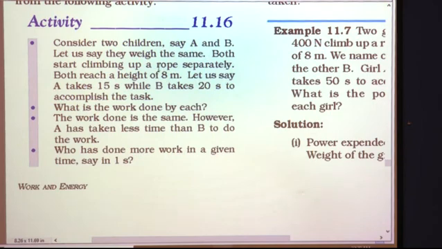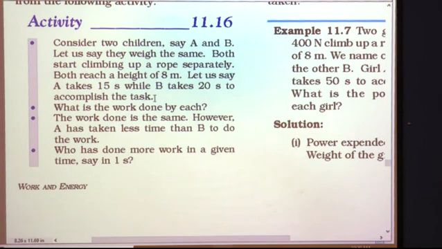Both start climbing up a rope separately. Both reach a height of 8 meters. So there are two children, their weights are the same, they are climbing the rope and they both reach the same height, that is the height of 8 meters. Let us say A takes 15 seconds while B takes 20 seconds to accomplish the task.